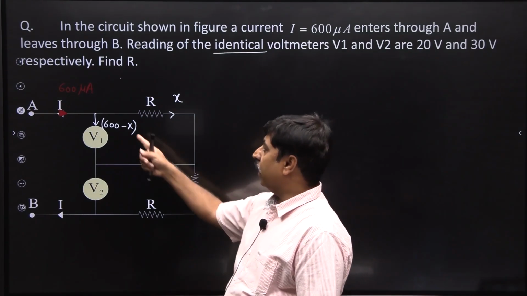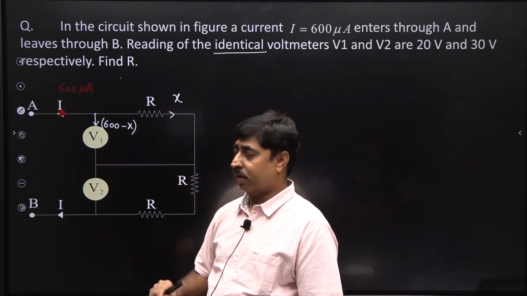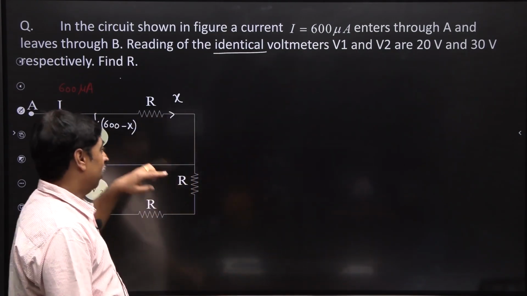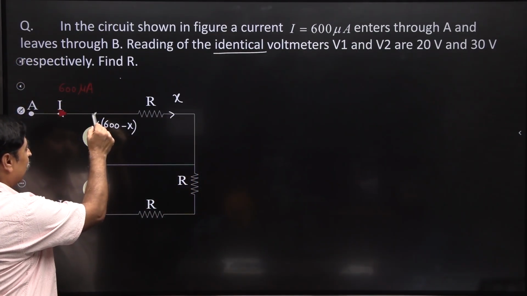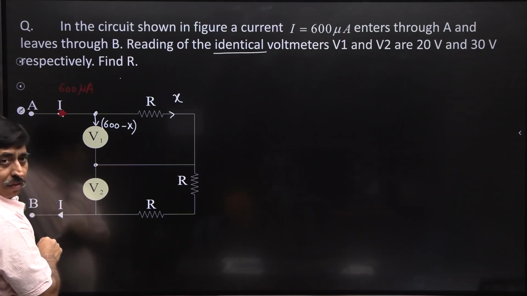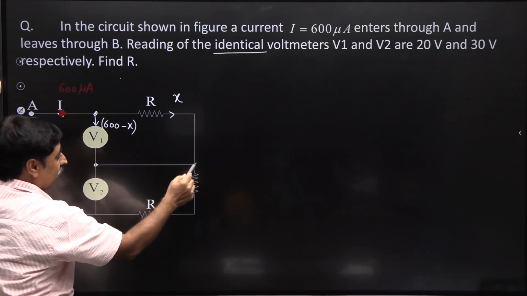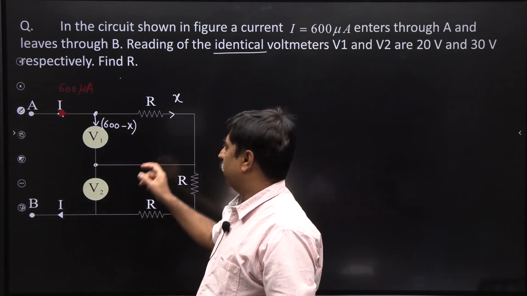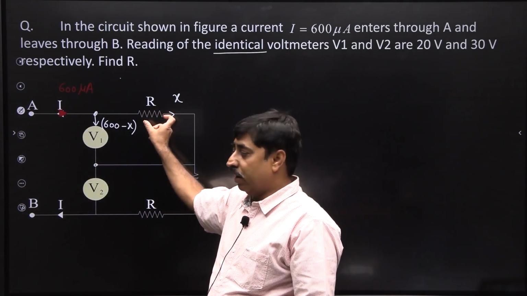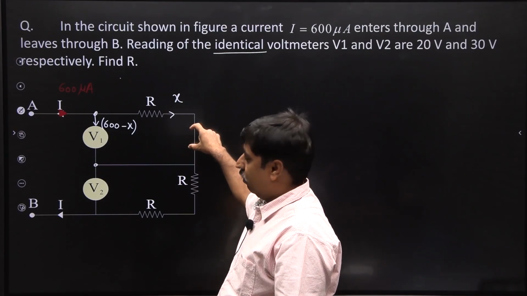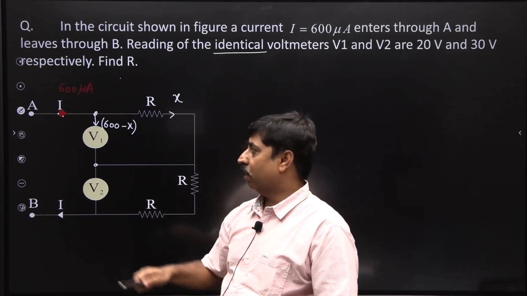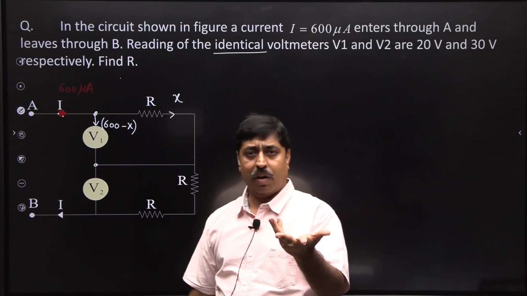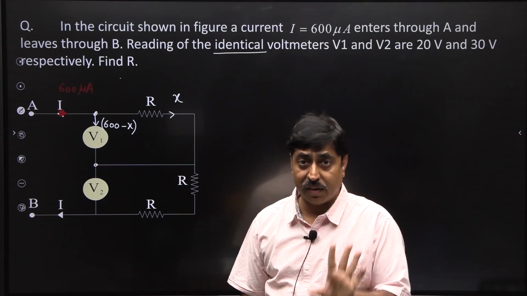Okay. So, the current here is X and here it is 600 minus X, and the reading here is 20 volt. You need to understand that the reading of the voltmeter is nothing but potential difference between these 2 points, which is same as potential difference across this resistance. Actually, this resistance, if it is placed here or it is placed here, it makes no difference to the circuit. This resistance could be placed anywhere from this point to this point. It does not change the circuit.